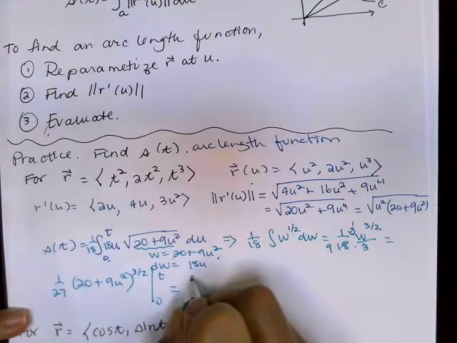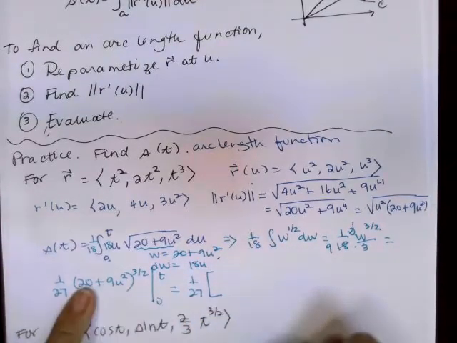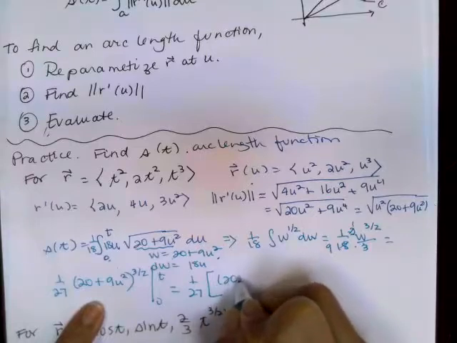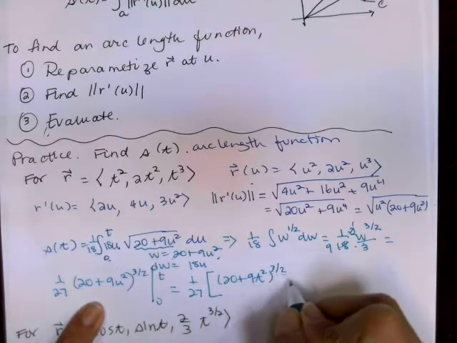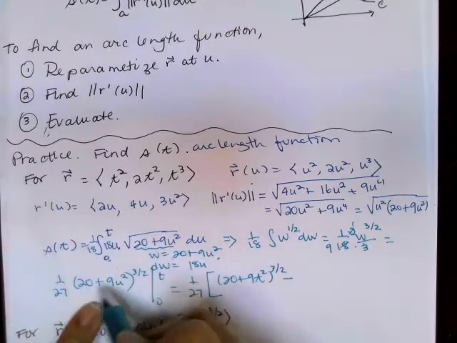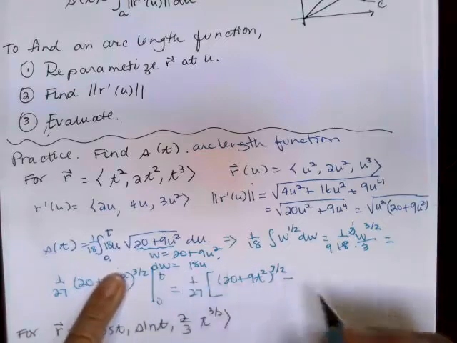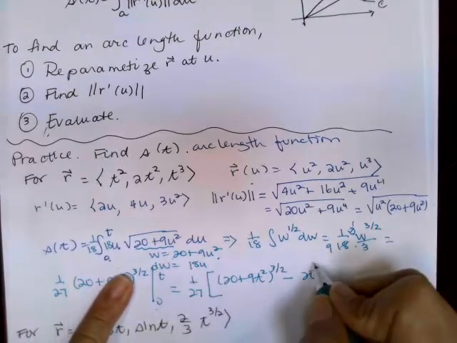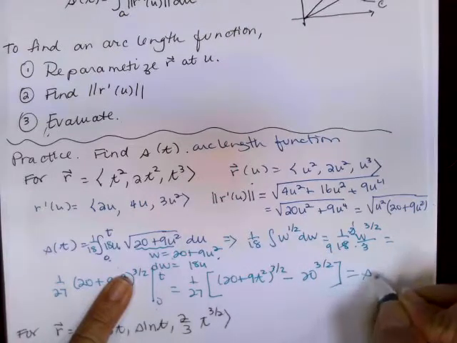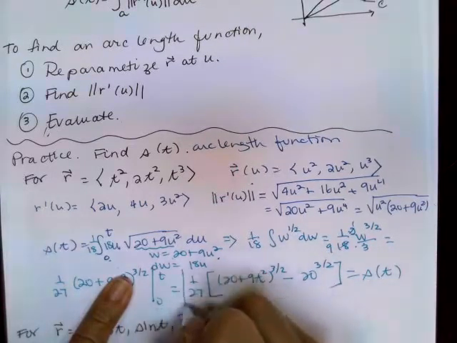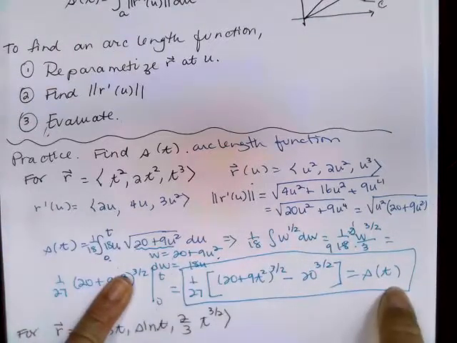Okay. So I've got that 1/27 that's going to hang out all the way in front. And I'm going to have 20 plus 9t squared to the 3/2 minus, so the 0, I do have to actually plug the 0 in here. That'll just wipe out this term here, but I'll get minus a 20 to the 3/2. And this is our arc length function, right? S of t.